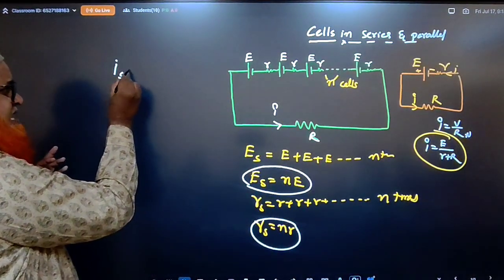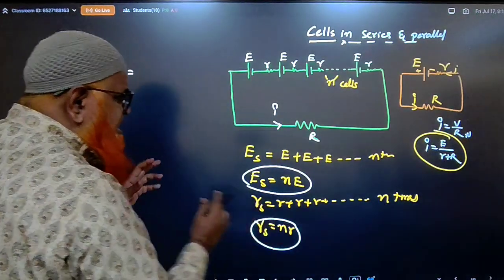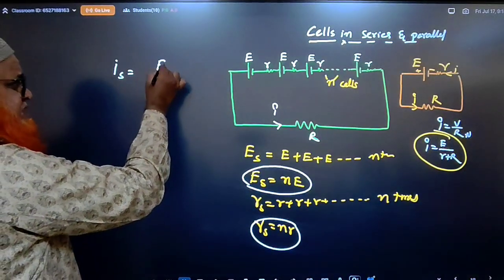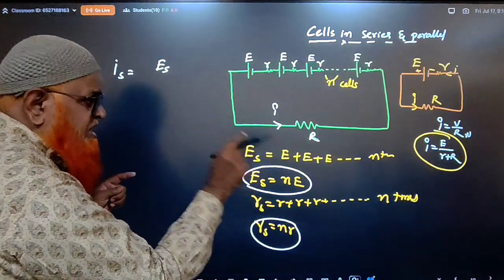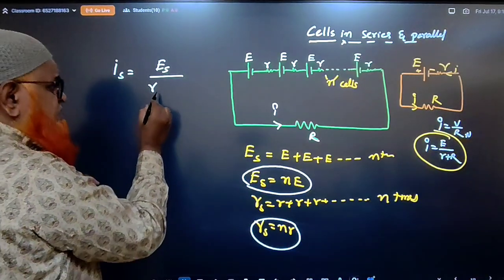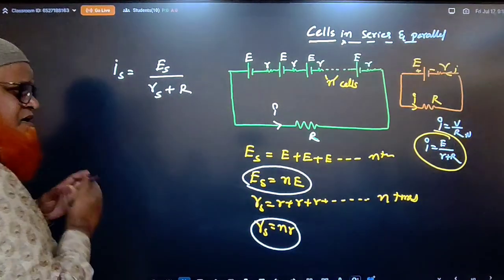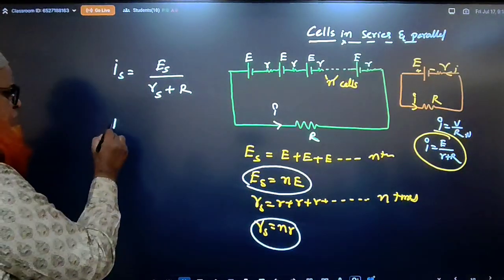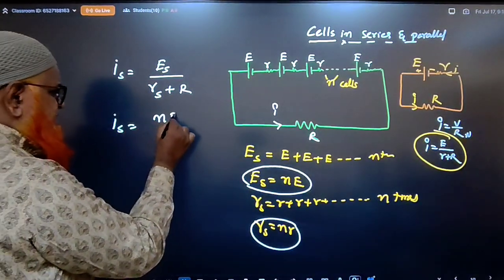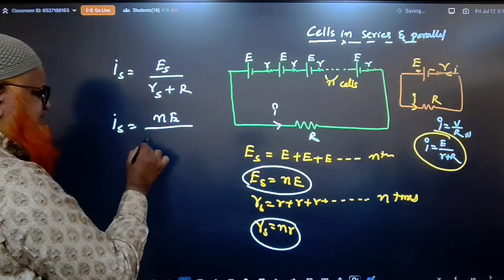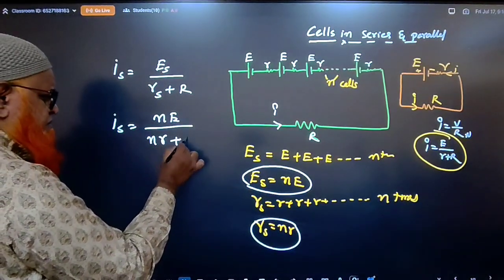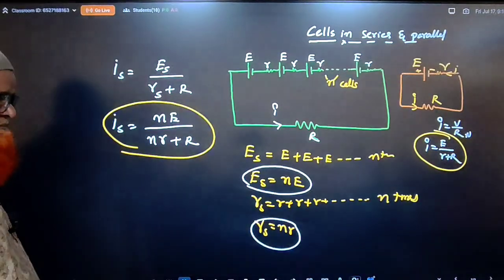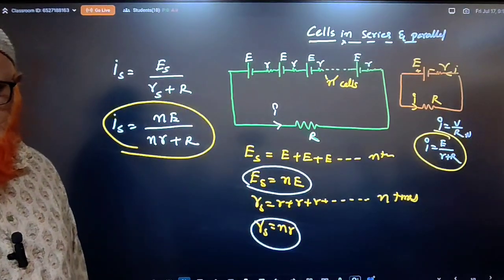Then what is the series connection? When cells are in series, what is the current passing through the circuit having N number of cells? It is very simple: you write the same formula, but instead of E you write E series, instead of r you write R series, and the same capital R you write here. Then the final step is I in series equals N into E divided by R series, which is N into r plus capital R. This is going to be the formula for your series connection. Understood what I am saying now?